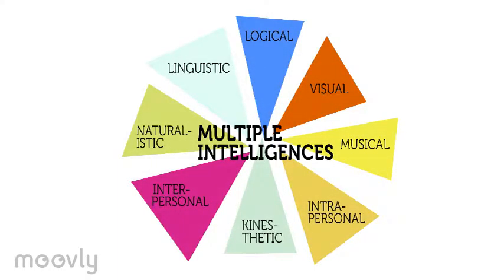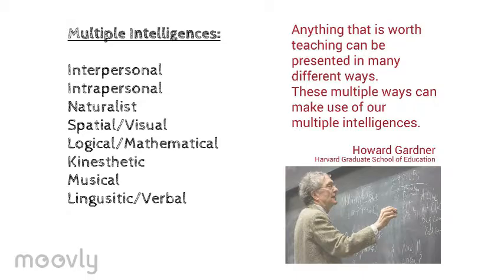Multiple intelligences. This unit plan is strategically designed to address all of the intelligences in some shape or form, whether it be the direct activities or the technologies used to complete the activities.